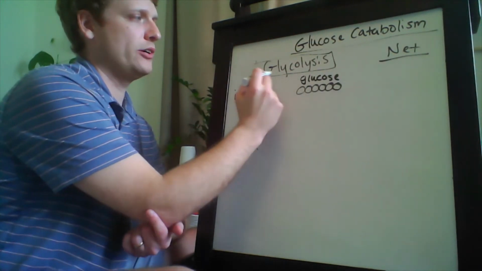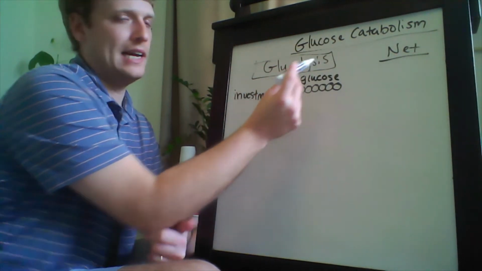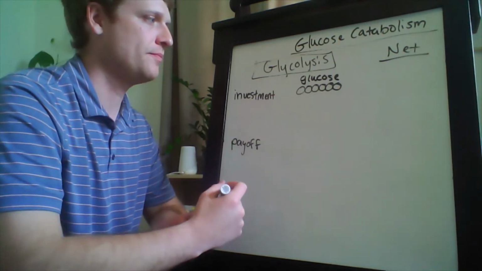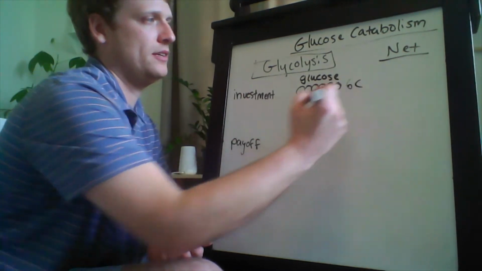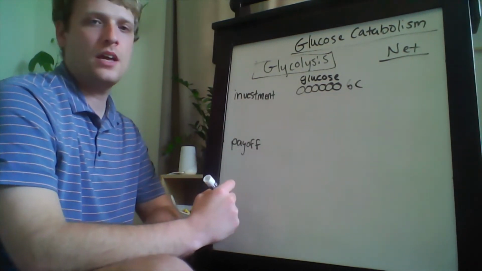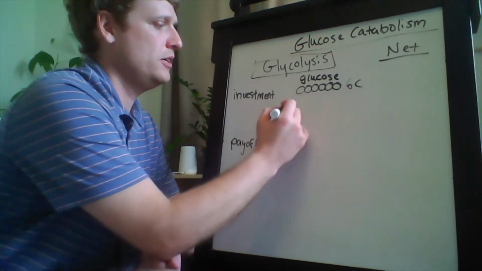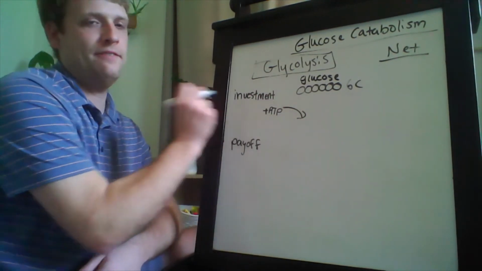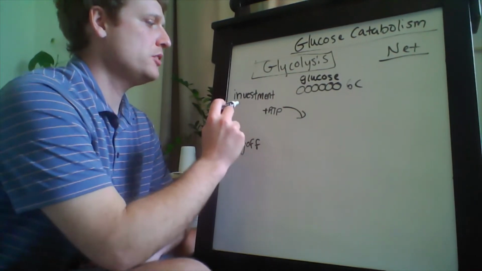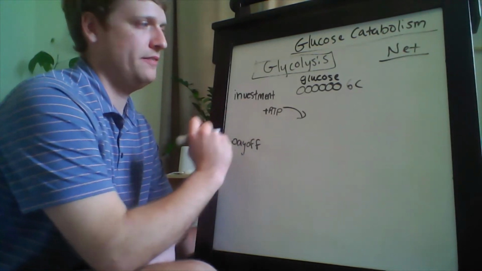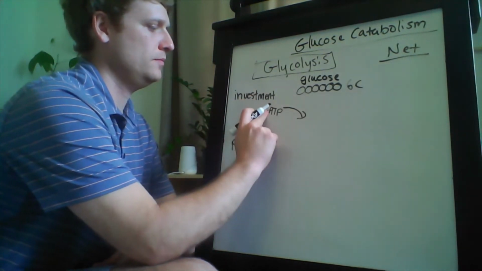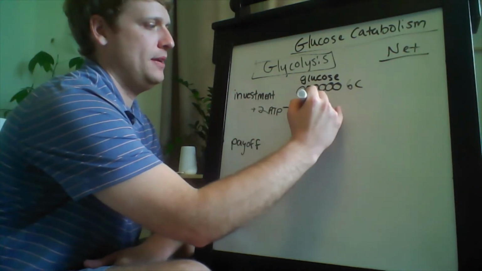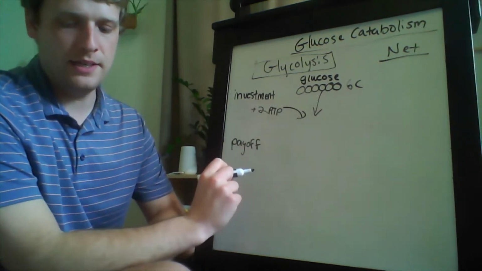So if you break down that word glycolysis, it means glucose lysis, which is just breaking down glucose. That's what catabolism is, breaking something down. So you have this 6-carbon glucose molecule. And in order to break that molecule down, you first have to add ATP. There's the investment phase. So you're investing 2 molecules of ATP. And inputting glucose, you add those ATPs.